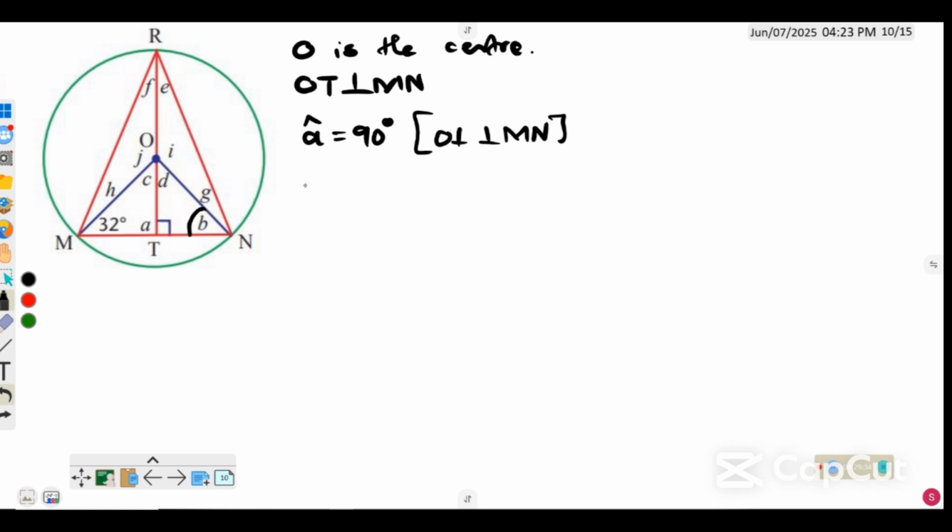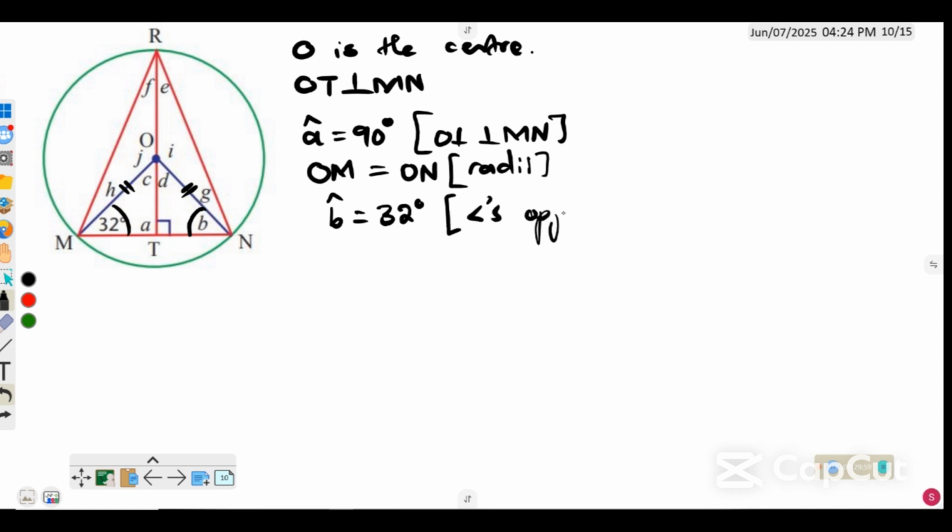Simple. We are first going to say the line OM must be equal to the line ON. This is what I meant by don't write steps in your head. You need to have this somewhere. Why is that? This is a radii, because this line is equal to that. They were both drawn from the center to the circumference, which means angle B will also be 32 degrees. This angle will be equal to that angle. And why is that? These are angles opposite equal sides. Right.